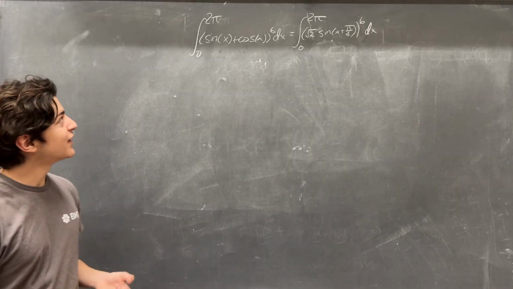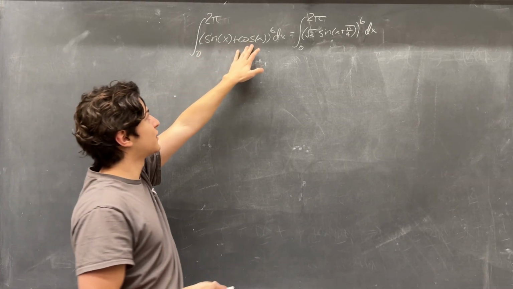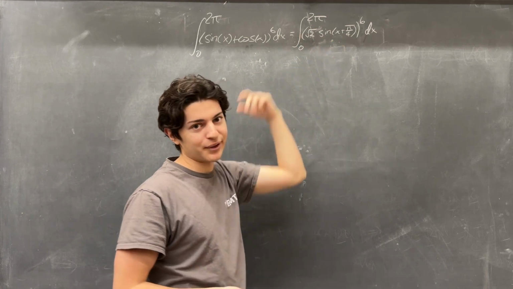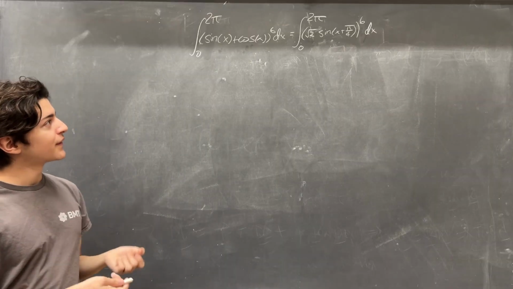All right, so I've now substituted in what we just got. So the sine of x plus cosine of x is now root 2 times sine of x plus pi over 4. And now we can reap the benefits of what we just did.